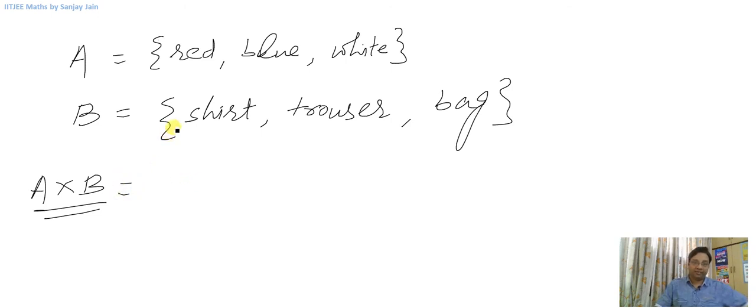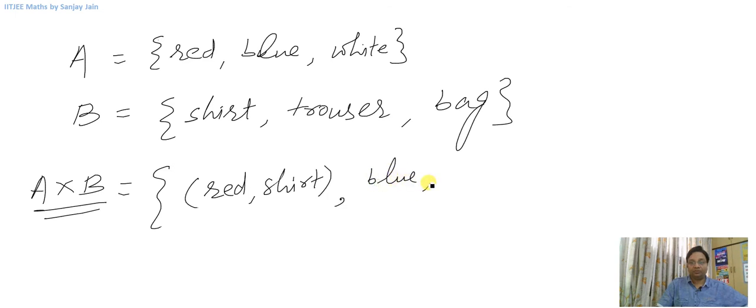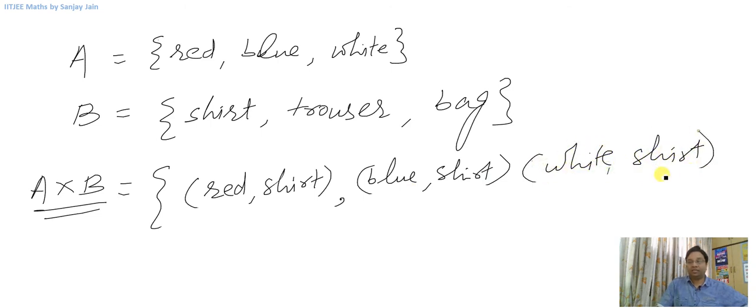Ordered pairs that it will have will be red shirt, blue shirt, right, white shirt. Now how did I form these ordered pairs? I just took the first entry of these ordered pairs from set A. So I took these first entries from set A and this second entry from set B.